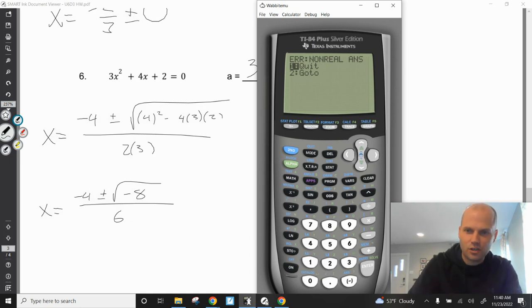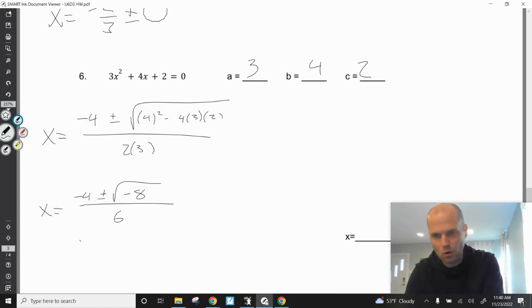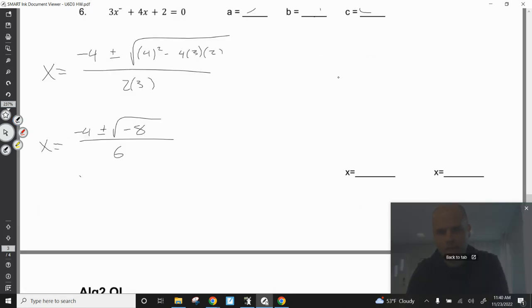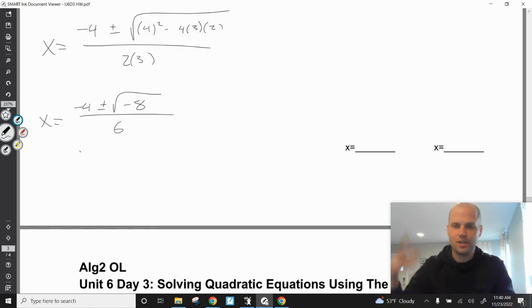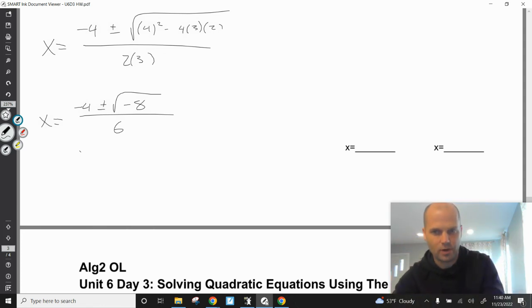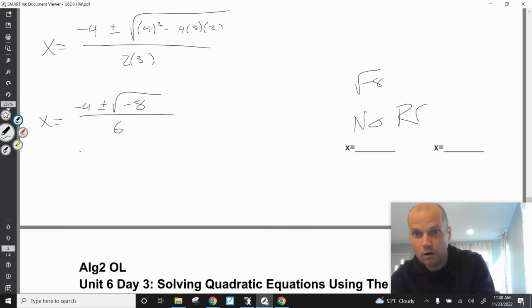Uh-oh. Non-real answer? You know what that means? There are no real solutions. But that's the key statement. No real solutions. You can't take the square root of a negative. This is the way that the quadratic formula shows you when we know we don't have any real solutions. It's not that we can't factor. If you have a square root of a negative, there are no real solutions.